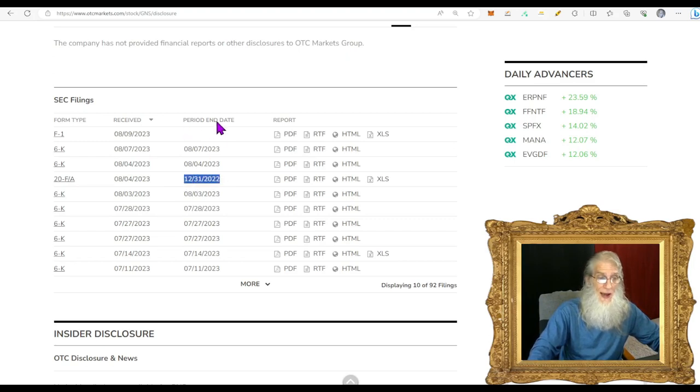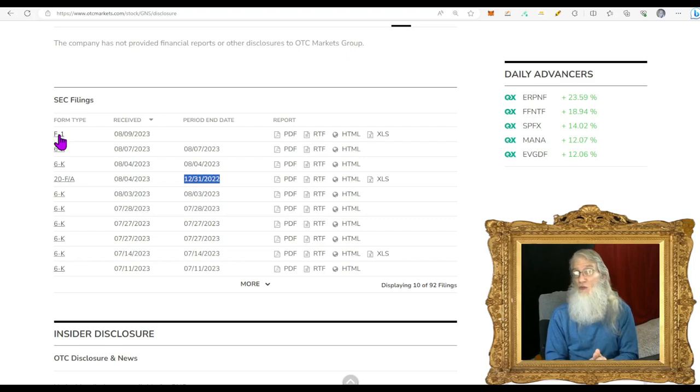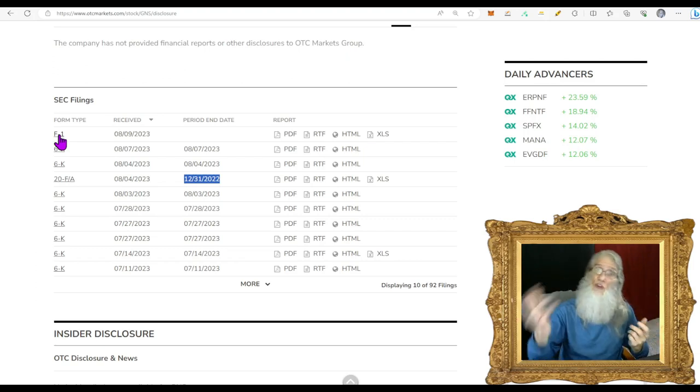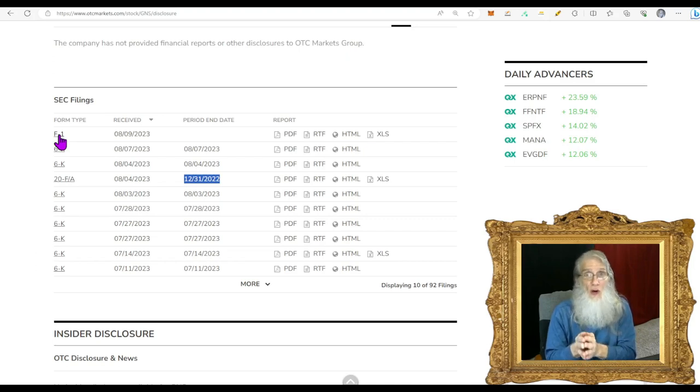This is the period end date. This is for December of 2022. They had something wrong in it. I don't know what it was, but it's been fixed. And then we have an F1 here. They're going to be putting some units on the market. Units are package deals where you get a share and you get a warrant. And then you can separate them. And you can trade your shares and you can trade your warrants. Or you can hang on to your warrants because that will allow you to buy a share of the company stock in the future at a much cheaper price if the stock has gone up from now till then.